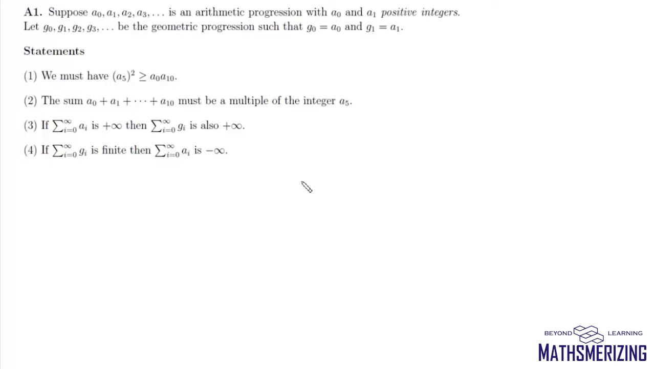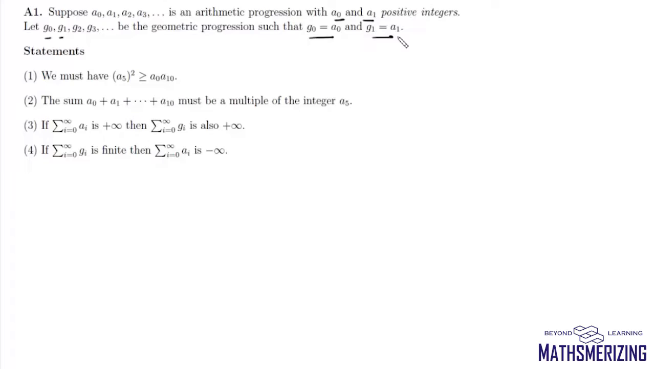Today we'll discuss CMI's 2022 paper, which was conducted on 22nd May. And the first question is, suppose A0, A1, A2, A3 be an arithmetic progression with A0 and A1 positive integers, and let G0, G1, G2 be a geometric progression such that G0 equals A0 and G1 equals A1, then which of the following statements is or are correct?